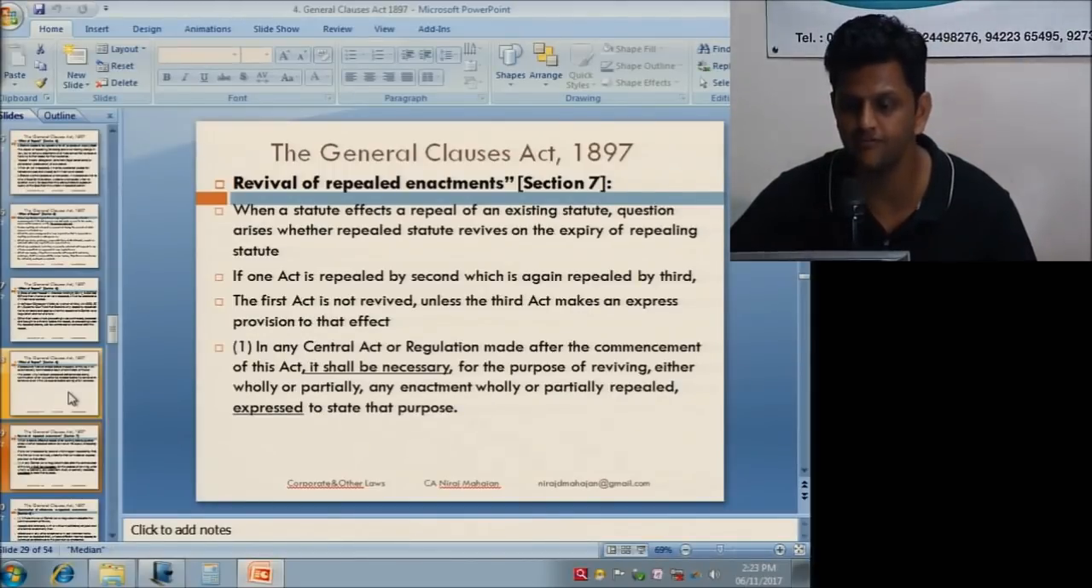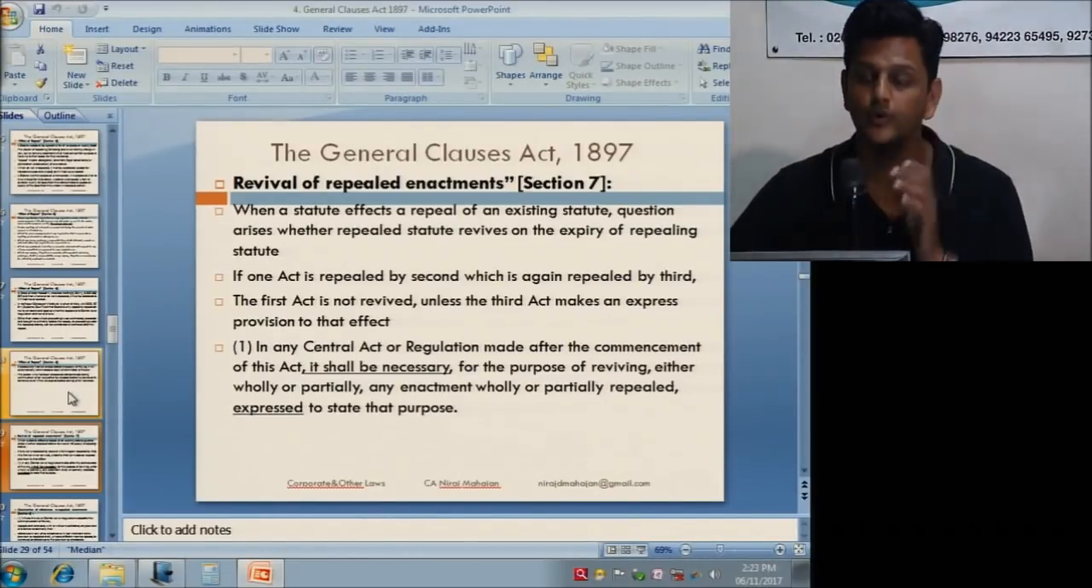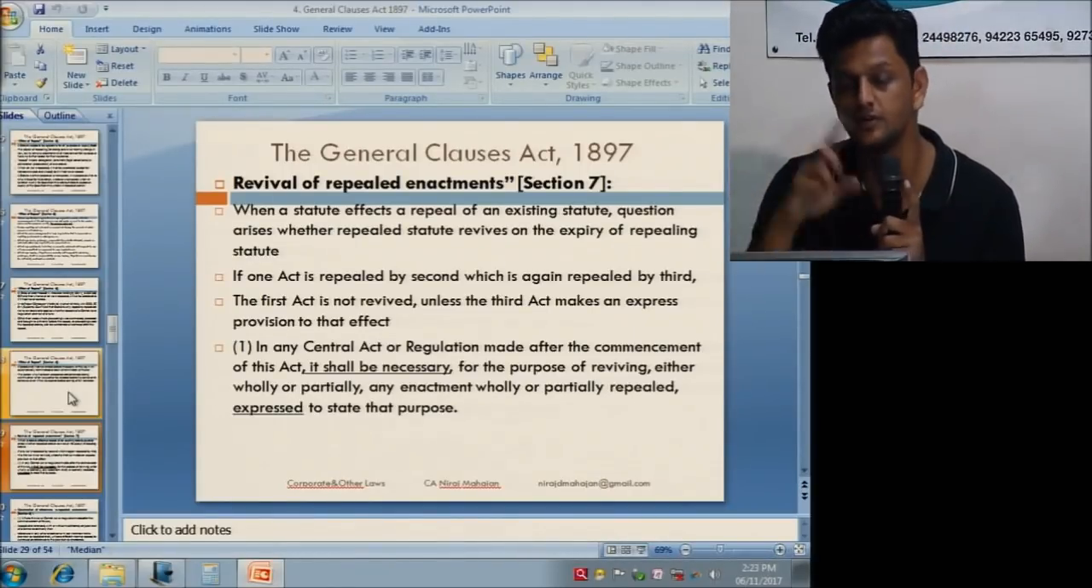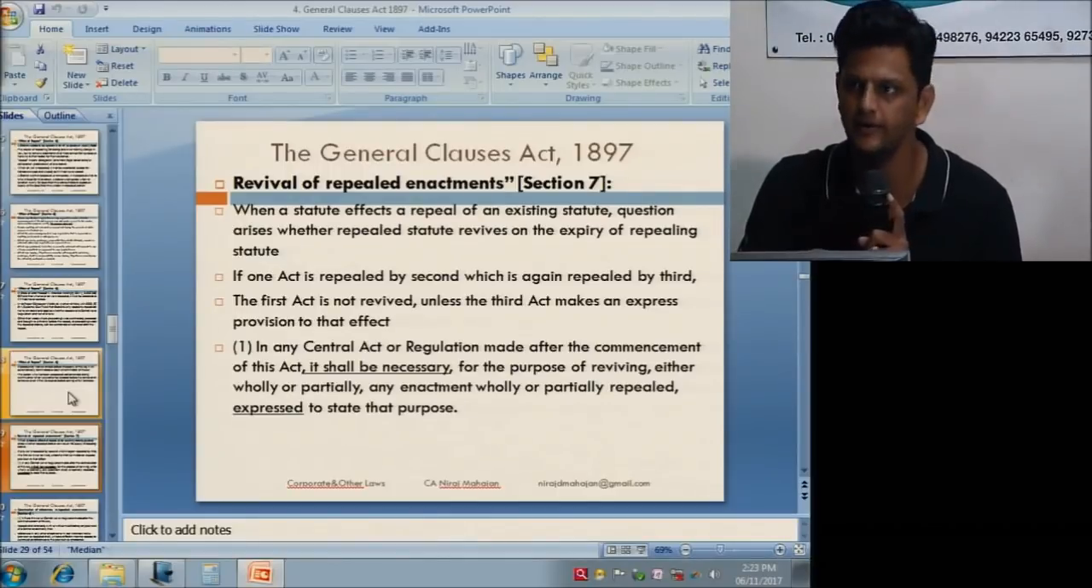Revival of repealed enactments. When a statute effects a repeal of an existing statute, the question arises whether the repealed statute revives on expiry of the repealing statute. What does that mean? One is the repealed statute, the old act. The new one which is replacing it is called the repealing act. Correct?